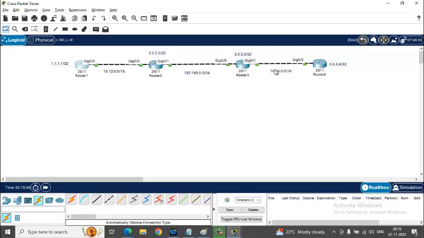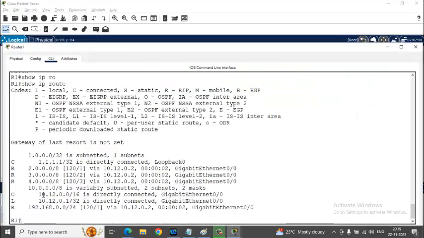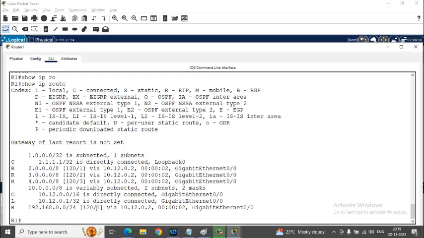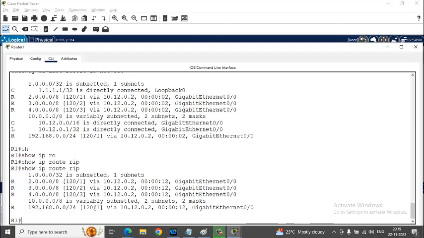So let's do a debug and see one more point that we learned. Classful protocol version 1 uses a broadcast address to send the update. I want to show you that. Shall we do it?